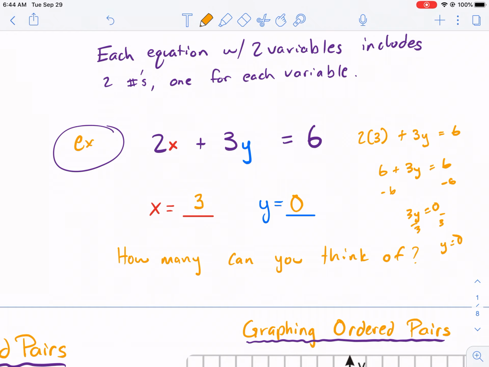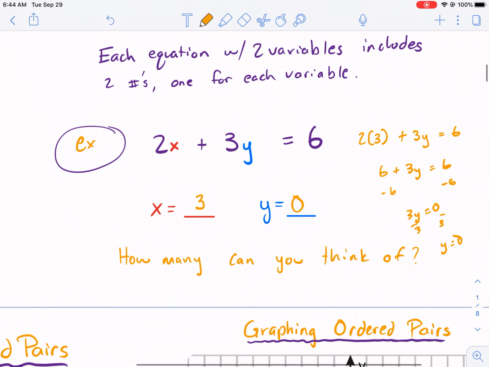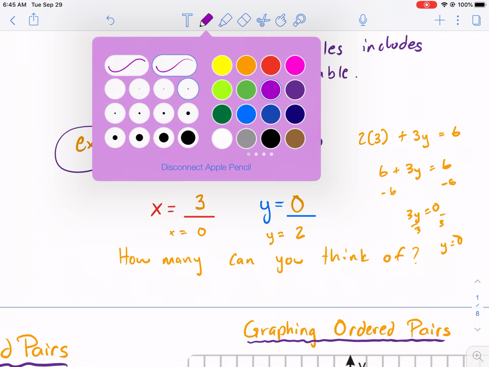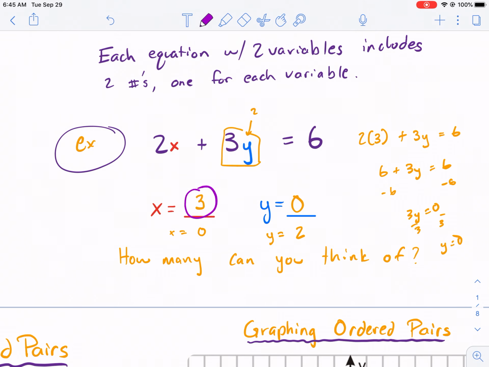Are there more? Why, of course there's more. We could put in, instead, 2 for y. We could say y equals 2. What happens there? If we put in 2 here, then this becomes 6, and we'll need x to equal 0. Now notice how these need to be paired together. You can't just keep them separate and say, oh, what if x is 3, y is 2? No, it doesn't work like that. If x equals 3, then y equals 0. This becomes an ordered pair. If x equals 0, then y needs to equal 2. This becomes an ordered pair.